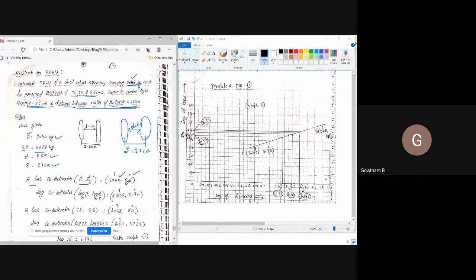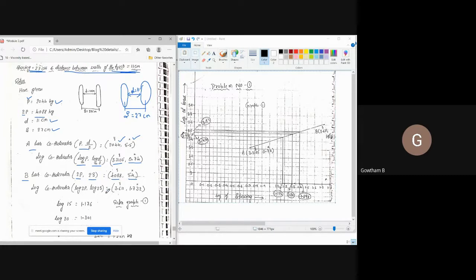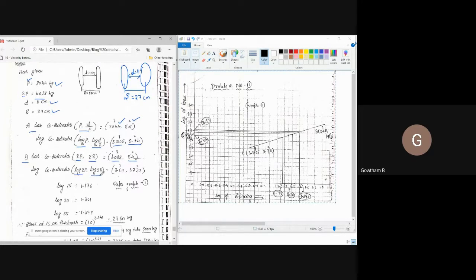Now for these coordinates you have to apply log, that means log P and log D by 2. Log P, that is log 2044, is equal to 3.3105 and log 5.5 is equal to 0.74. Similarly, B coordinate is given by 2P comma 2S, where P is 2044 and S is 27. Therefore, it will be 4088 and 54. For this coordinate, again apply log: log 2P comma log 2S. Log of 4088 is equal to 3.611 and log of 54 is equal to 1.732.